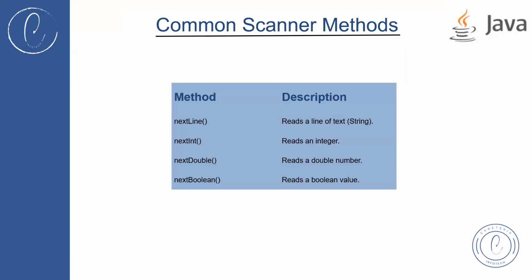So these are the common Scanner methods. nextLine reads a line of text, that is our string. Next we have nextInt, it reads an integer. nextDouble reads a double number. nextBoolean reads a boolean value. So this is how our Scanner class works and helps us to take input from the user.